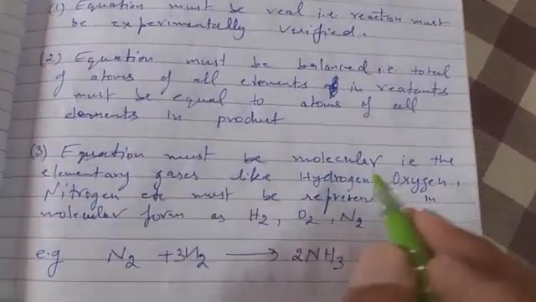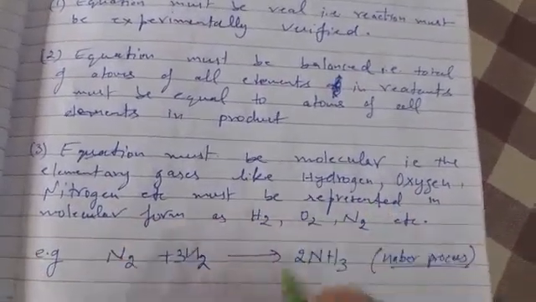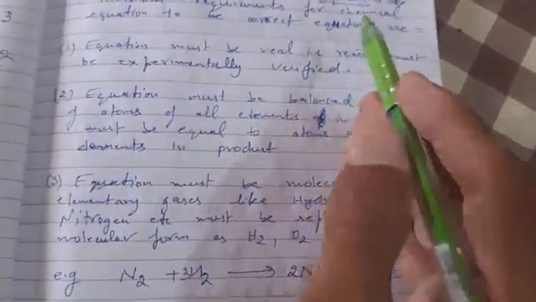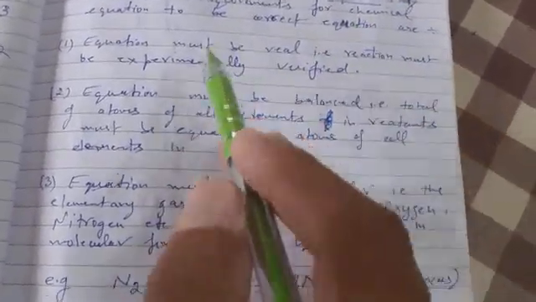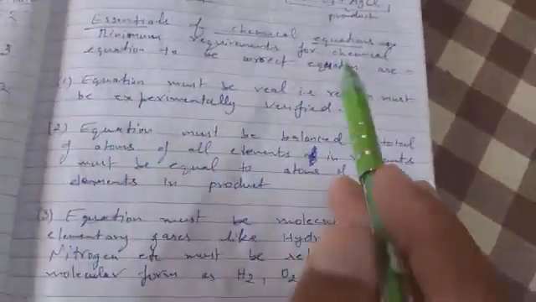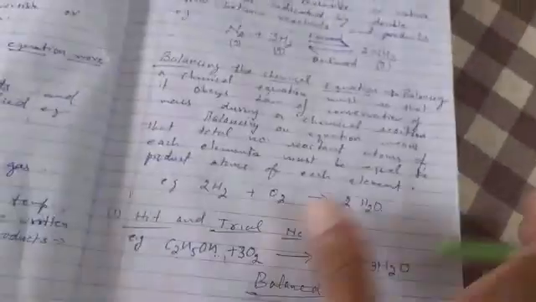So the equation must be molecular, meaning the reactants and products must be written in their stable molecular form. So collectively, if we say what are the essentials of a chemical equation, I would say that a chemical equation must be real, balanced and molecular. These three words sum it up. These are the essentials of a chemical equation.